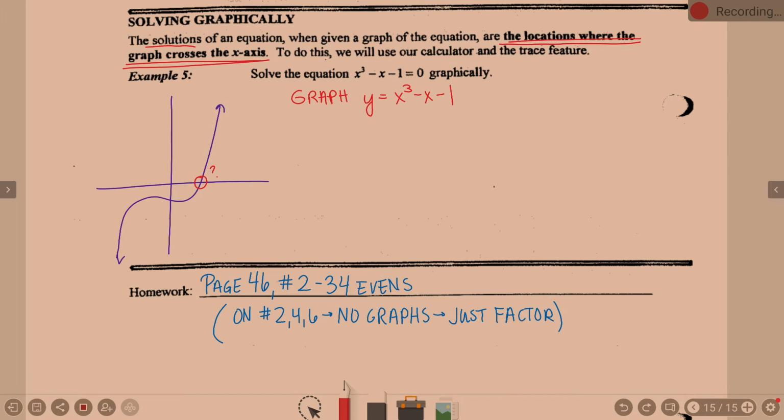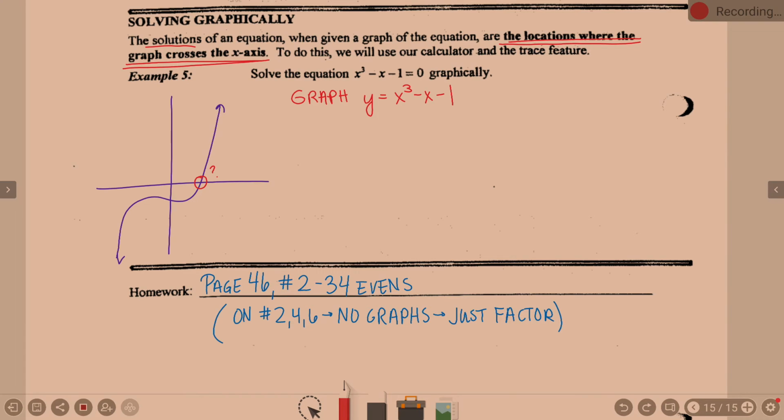And now it's asking right bound. So now I'm going to move my cursor to the right. In this case, it happens to be above where my graph crosses through the x-axis. And I'm going to hit enter. And now it's asking for guess. So I go back to where the approximate crossing location is and hit enter. Notice now it says 0. That is my official answer.